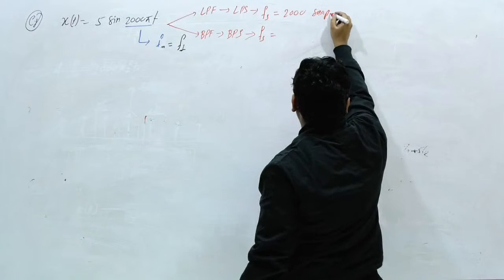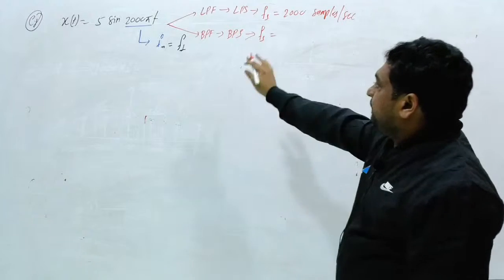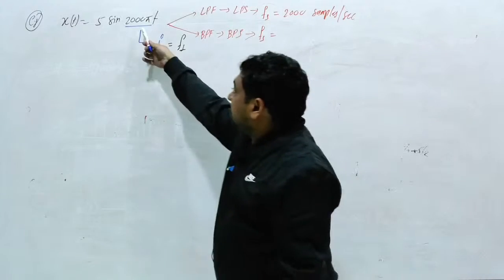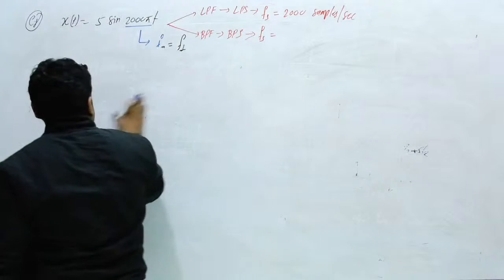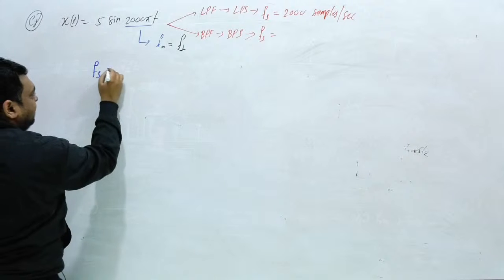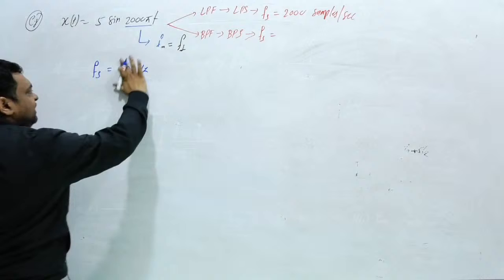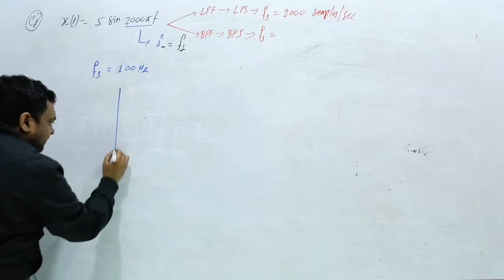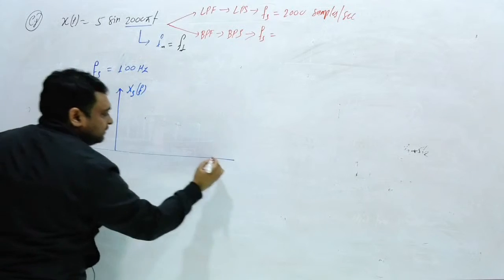Here this is 2000 samples per second. If you assume a band pass signal, this can be treated as either a low pass signal or a band pass signal, both. Now consider one more example: if fs is equal to 500 hertz, suppose you assume 100 hertz, then what will be the spectrum of Xs(f)?